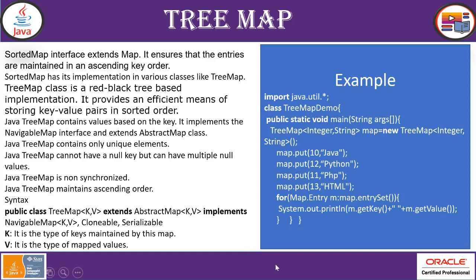The syntax goes like this: TreeMap<K, V> extends AbstractMap<K, V> implements NavigableMap<K, V>, Cloneable, Serializable, where K is the type of the keys maintained by the map and V is the type of the values mapped to the keys. The example is just like that, but the difference is going to be the definition. Since it is already sorted, you can see in the execution how it is different: it will show you the output in a sorted form.